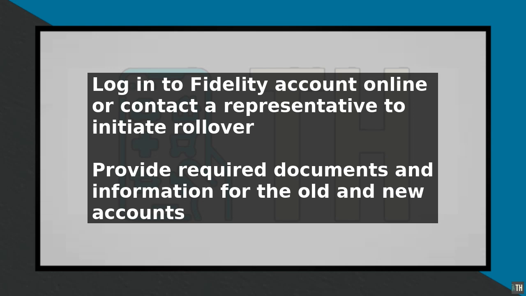Next, log into your Fidelity account online or contact a Fidelity representative to initiate the rollover process. You can also use the Fidelity mobile app to start the process. You will need to provide the required documents and information, including the account numbers and routing information for both the old and new accounts. Fidelity will then contact your old 401k provider to initiate the transfer of funds.